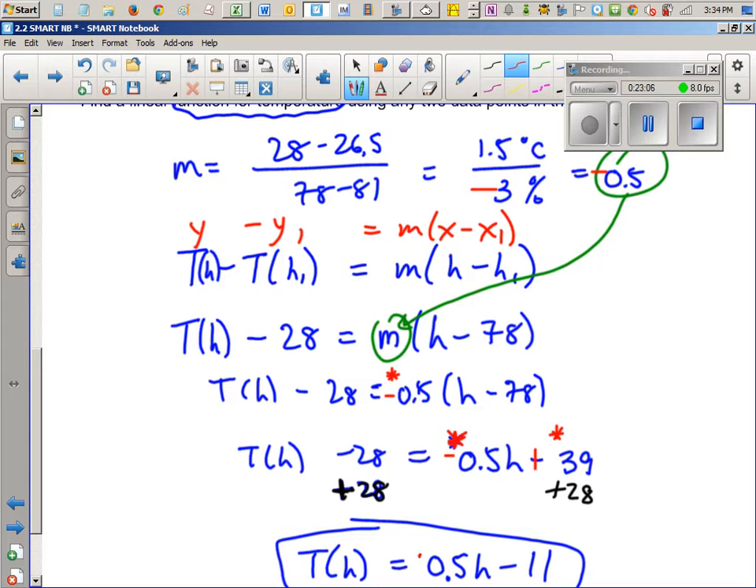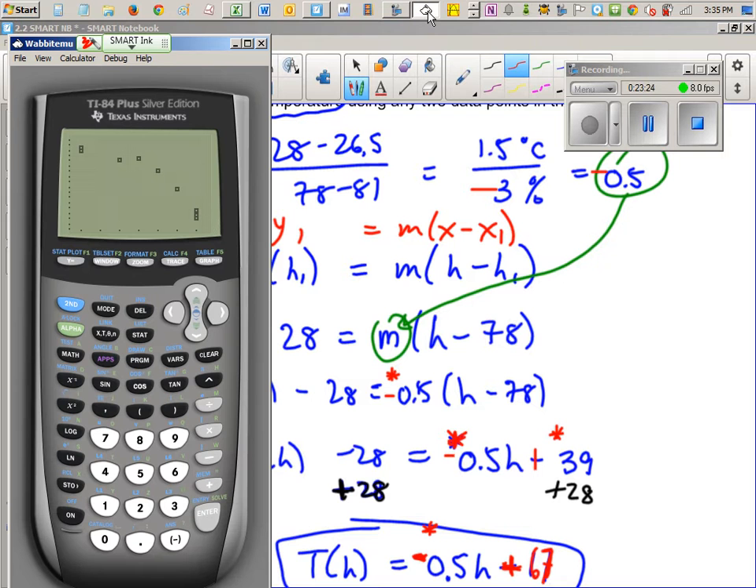So this comes out to be a negative 0.5h plus 67. But see, I caught my own mistake, and here's how I caught it. When I looked at my graph here, I noticed it was sloped downwards. See how it's going down? And then when I looked back at my function, I saw that I had a positive 0.5 for my slope. That didn't make any sense. So I did catch my mistake, and it's been fixed. So please correct your notes.